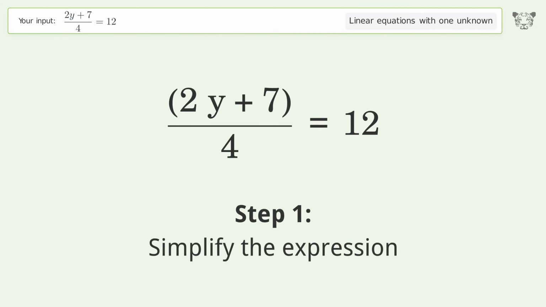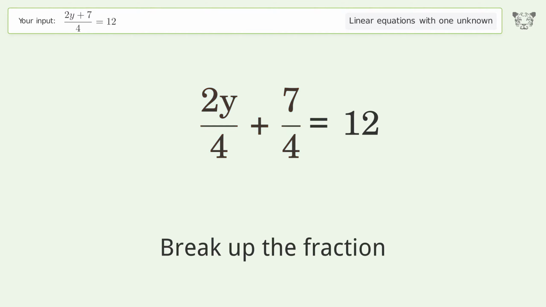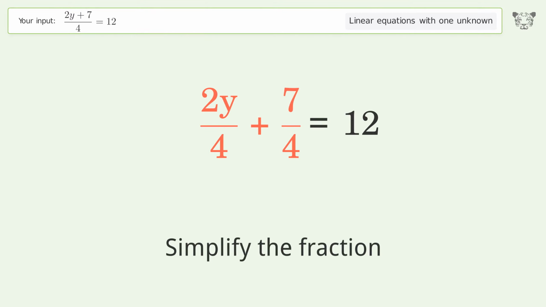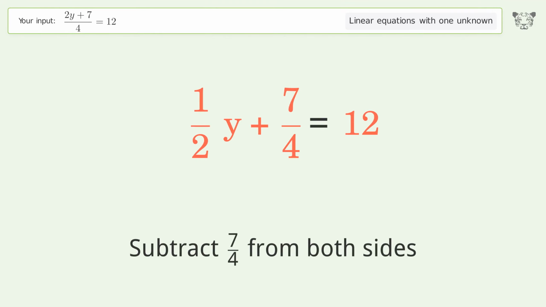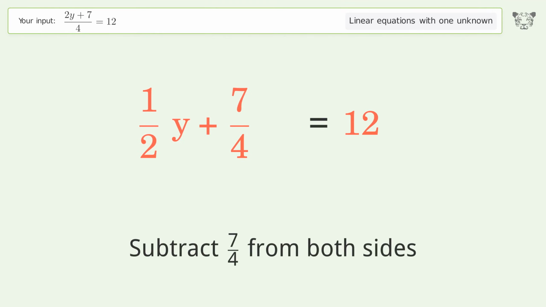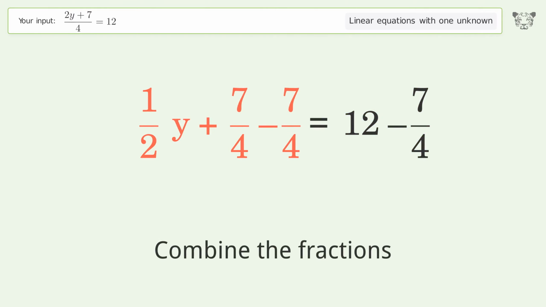Simplify the expression. Break up the fraction. Simplify the fraction. Group all constants on the right side of the equation. Subtract 7 over 4 from both sides. Combine the fractions.